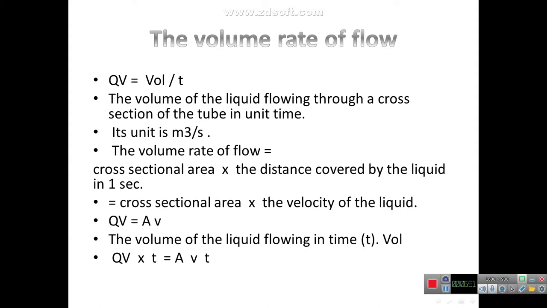The volume rate of flow equals the cross-sectional area times the distance covered by the liquid in 1 second, and it equals the cross-sectional area times the velocity of the liquid. Qv equals A times v, and the volume of the liquid flowing in time t, volume Qv times t, equals A times v times t.